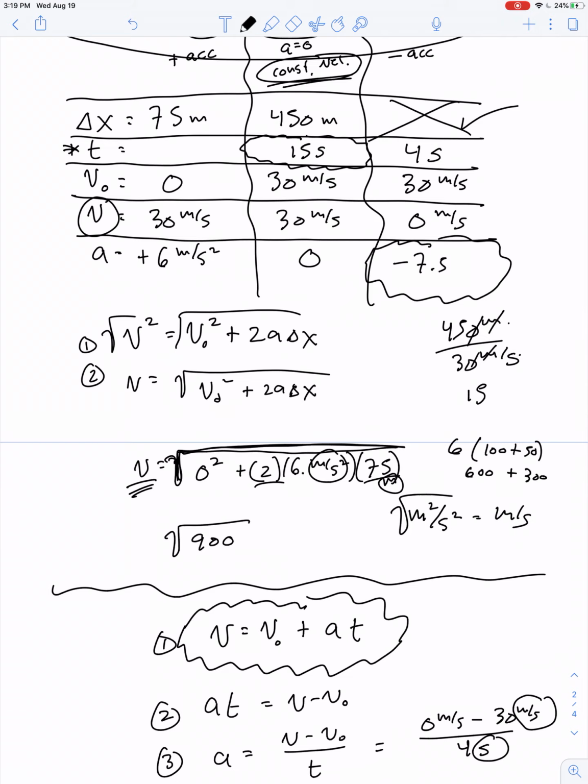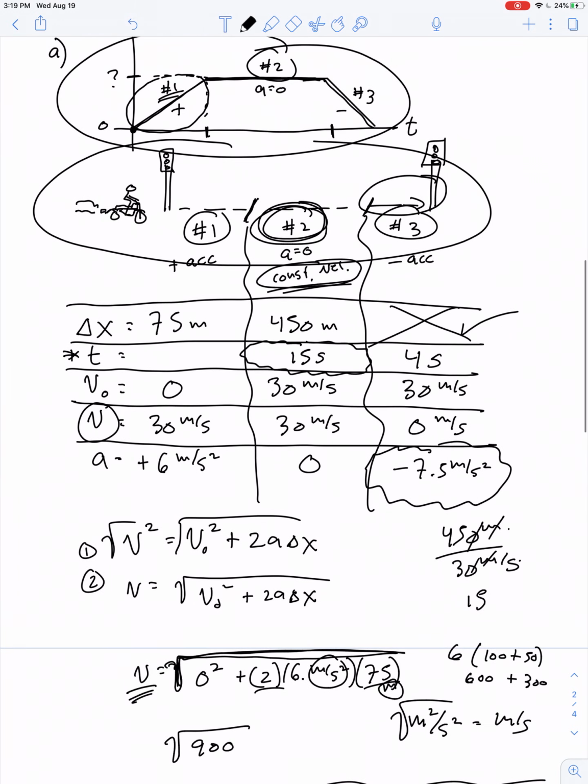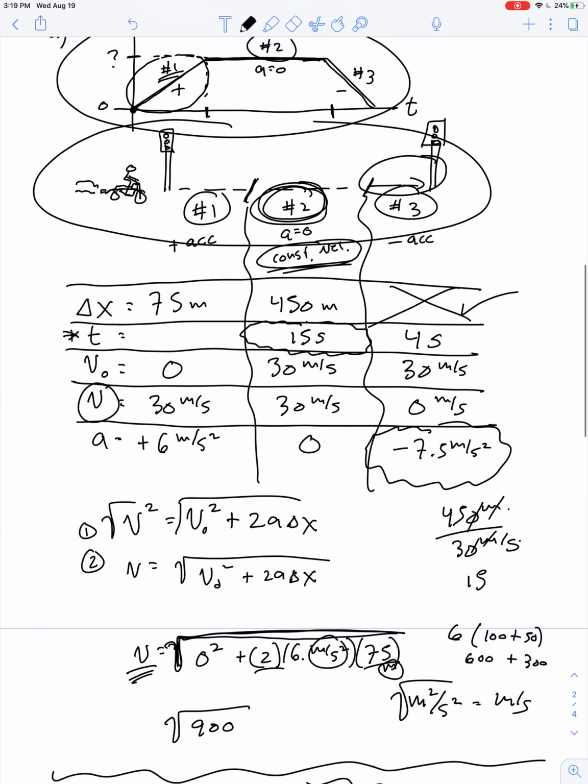Now the negative means that the force of friction that slows the motorcycle down is a force that doesn't point forward in the positive x-axis. The force of friction between the wheels and the motorcycle points back in the negative direction.